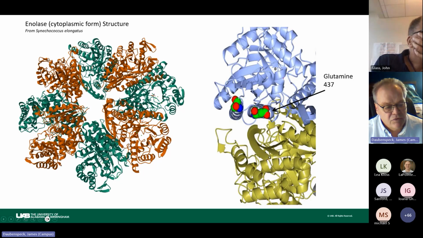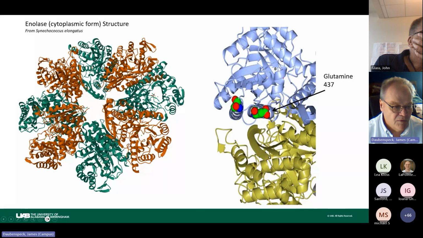This is just a structural representation. This one happens to be from another bacterial species. But this is what happens in bacterial systems. In the cytoplasm, in the penultimate step of glycolysis, enolase is an octamer, right? So eight proteins form up this machinery, and that is what forms the active site for the step in glycolysis.